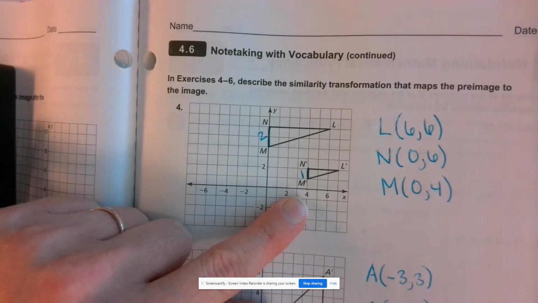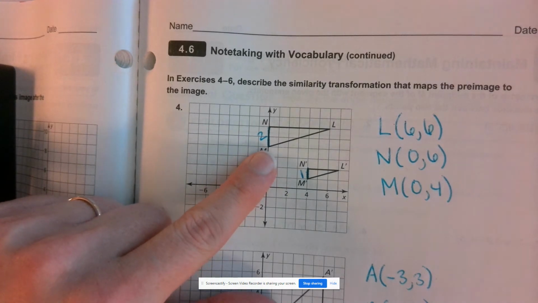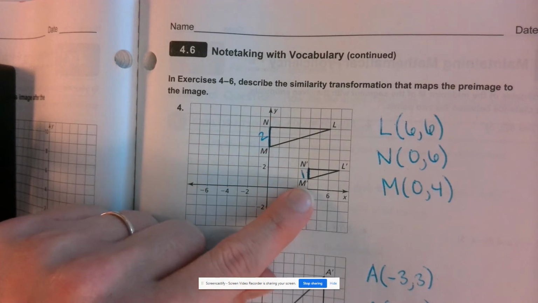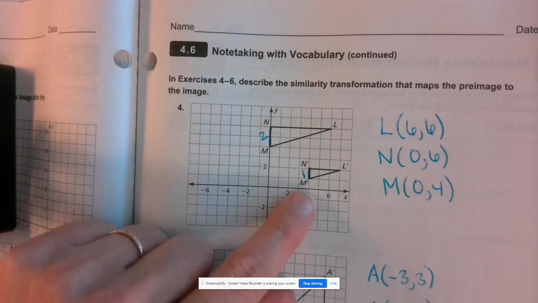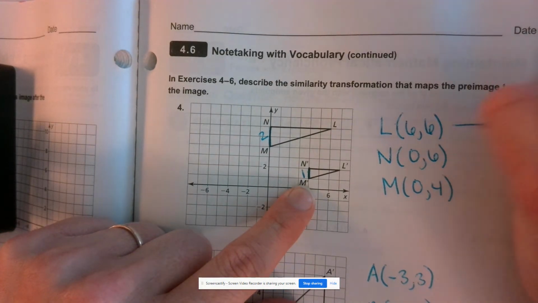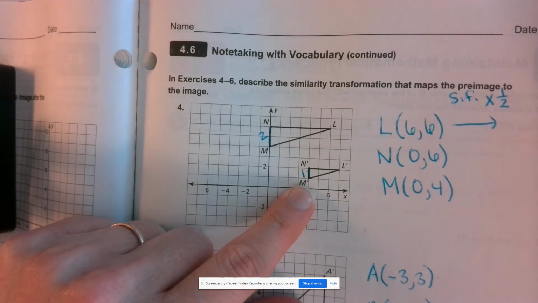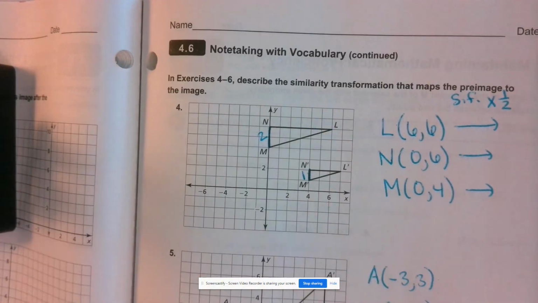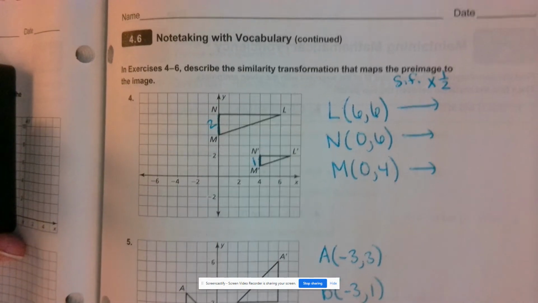So I need to think about what scale factor would take me from a length of 2 to a length of 1. Well, 2 is getting cut in half, or being multiplied by 1/2, right? 2 times 1/2 is 1. So my scale factor is 1/2. I'm going to take the x and y coordinates of my pre-image and multiply them all by 1/2 to get my new image.